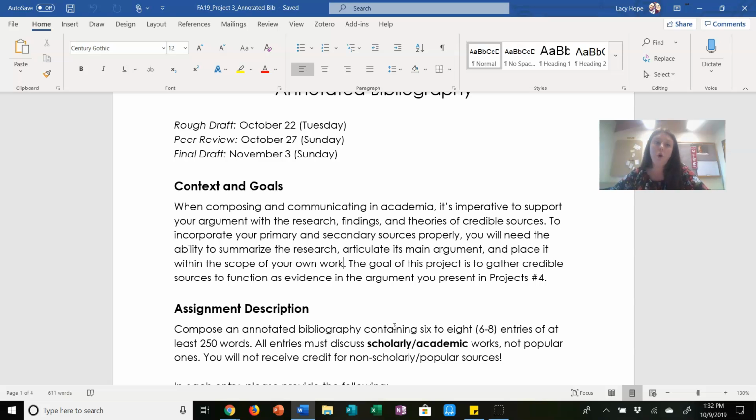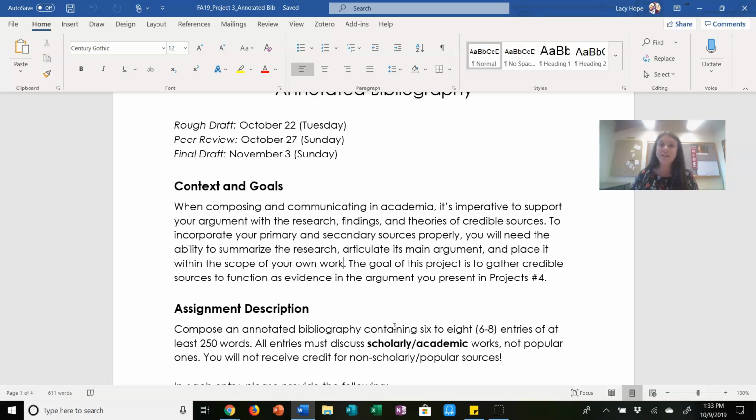So for the context and goals, when composing and communicating in academia, it's imperative to support your argument with research, findings, and theories of credible sources. To incorporate your primary and secondary sources properly, you will need the ability to summarize the research, articulate its main argument, and place it within the scope of your own work. The goal of this project is to gather credible sources to function as evidence in the argument you present in Project 4. So as I've mentioned throughout the semester, really Projects 2, 3, and 4 are designed to work together.